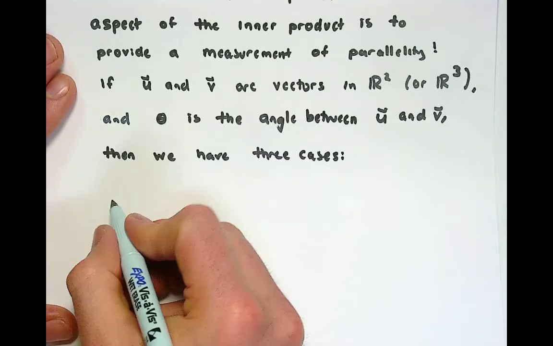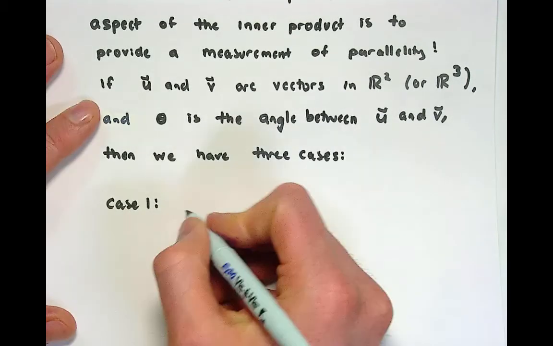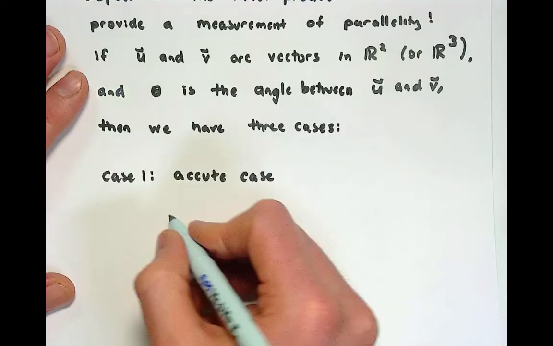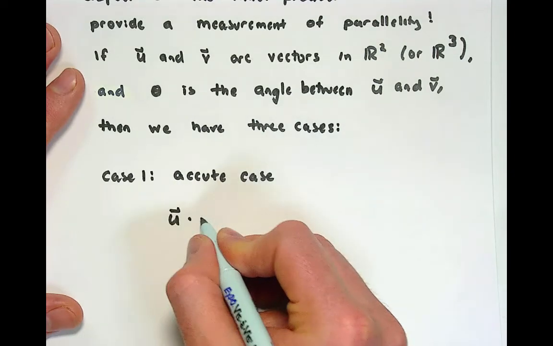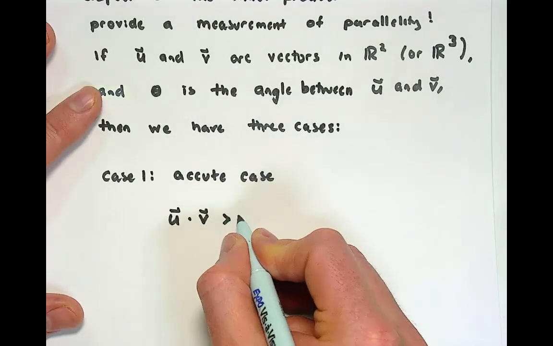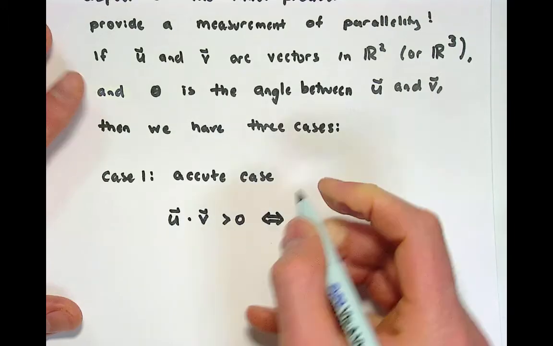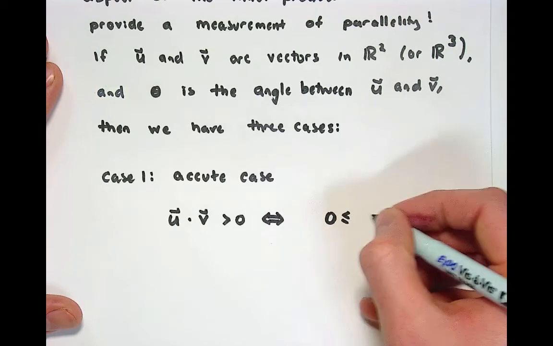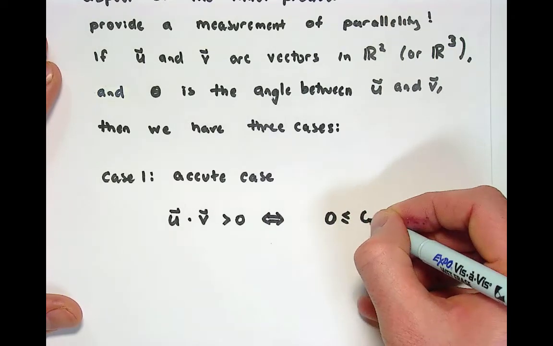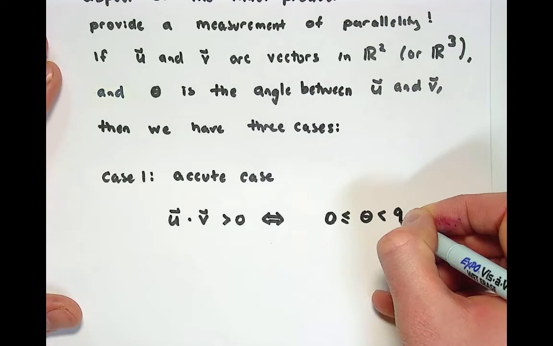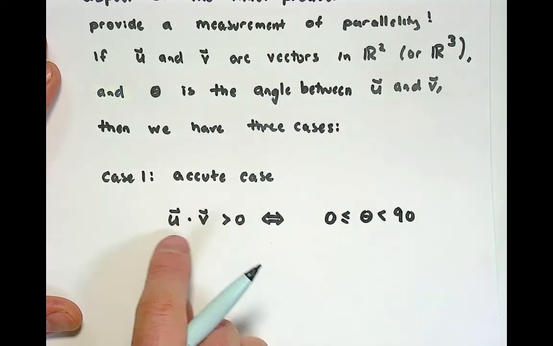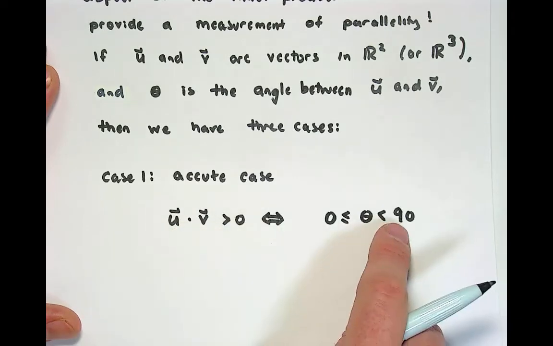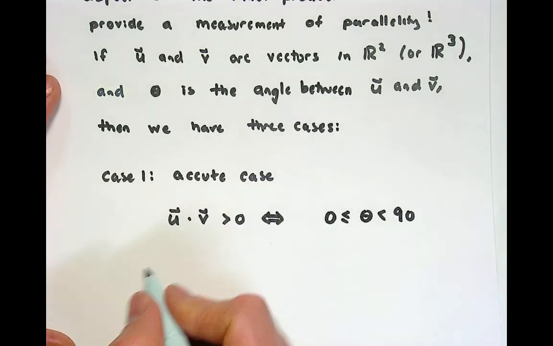We have case one. This is what we call the acute case, that we say that u dot v is bigger than 0 if and only if the angle is acute. And perhaps we allow the acute angle to include 0. That would mean that these are in the same direction, which means one can be written as a scalar multiple of the other. We won't allow it to include 90 because that's not an acute angle.